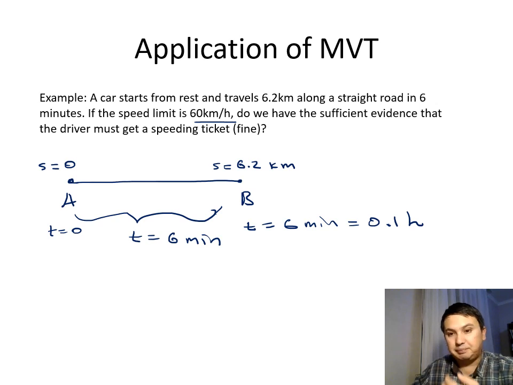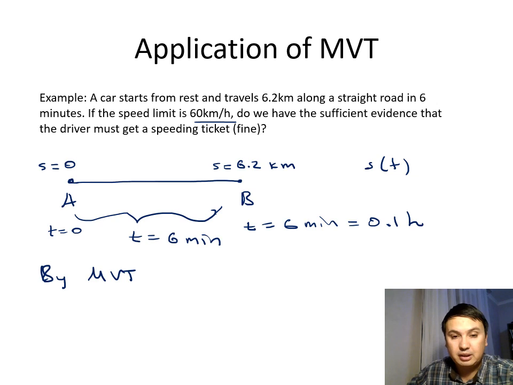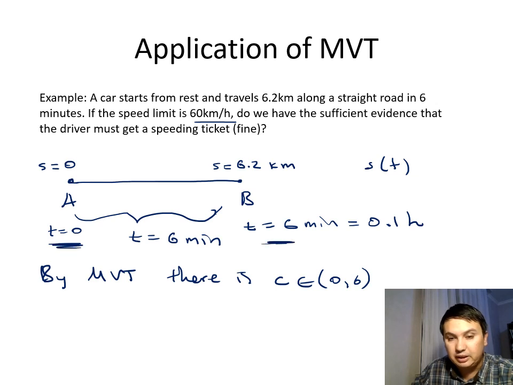And s is my function of t, the position or displacement. Clearly it's continuous, and we can assume it's differentiable, etc. So the mean value theorem applies. By MVT, there is an instant c inside this interval 0, 6, since I start with 0 and end at 6, such that the derivative s prime of c is equal to the difference quotient.